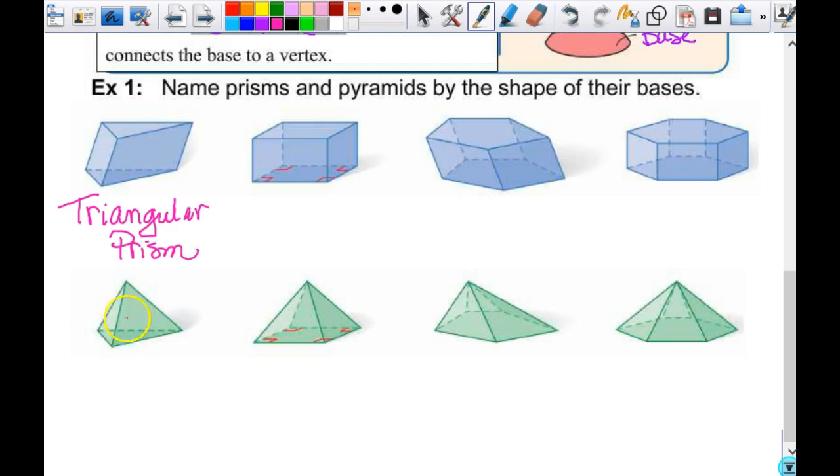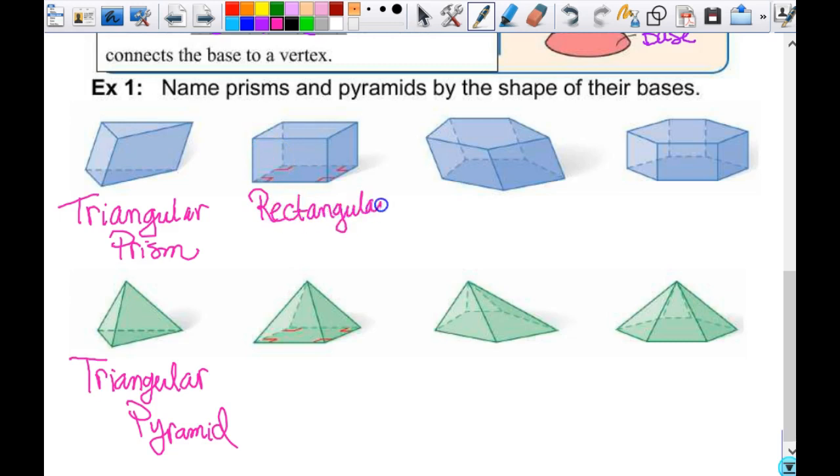So what would this thing here be? Good. Triangular pyramid. Yeah, it helps to pay attention to what I'm pointing to. Then what would this be? Good. A rectangular prism. And what would this be? Good, a rectangular pyramid.